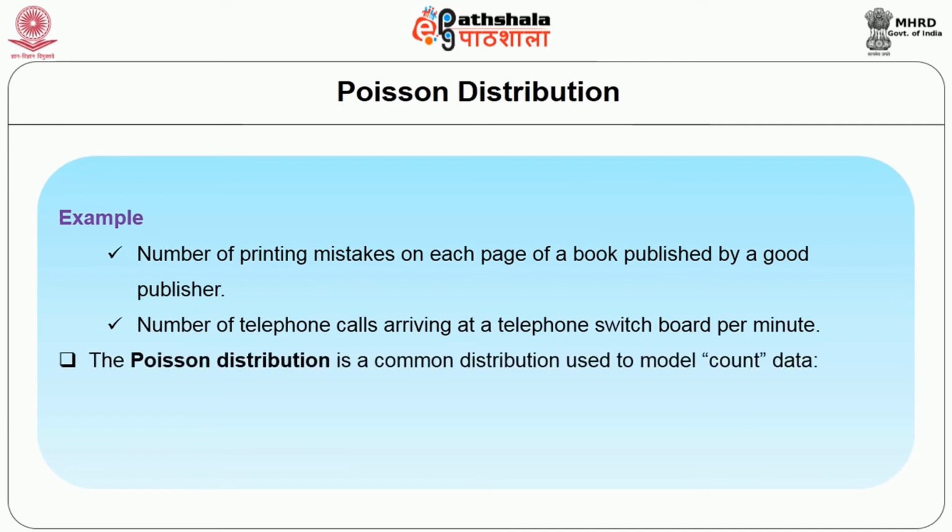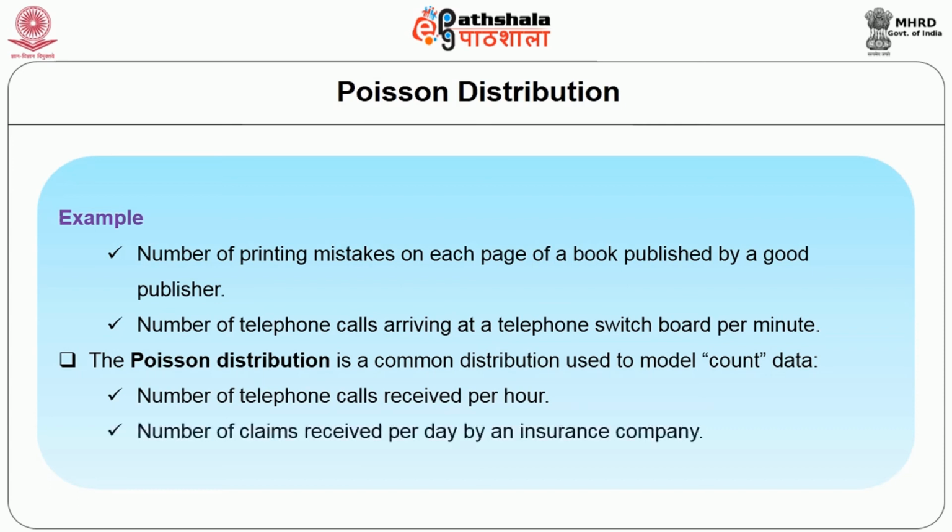So, the Poisson distribution is a common distribution used to model count data. The number of telephone calls we receive per hour, we need to count it. Number of claims received per day by an insurance company. Number of accidents per month at an intersection. These are examples we use to count the results. With the help of the Poisson distribution, we can find it out.